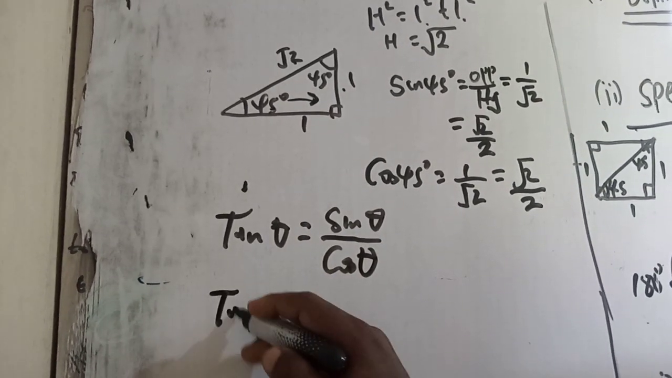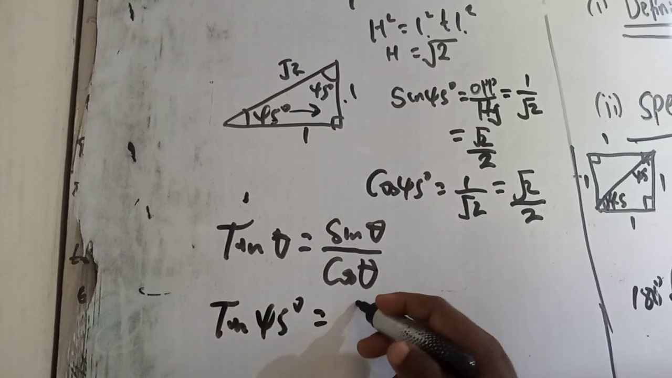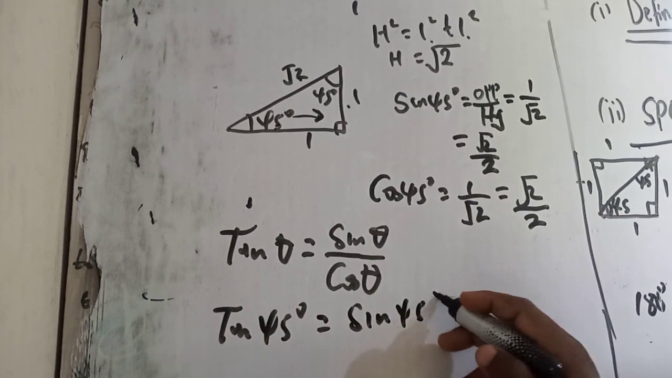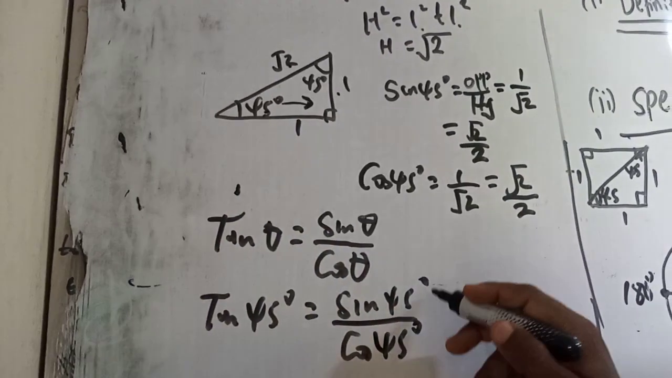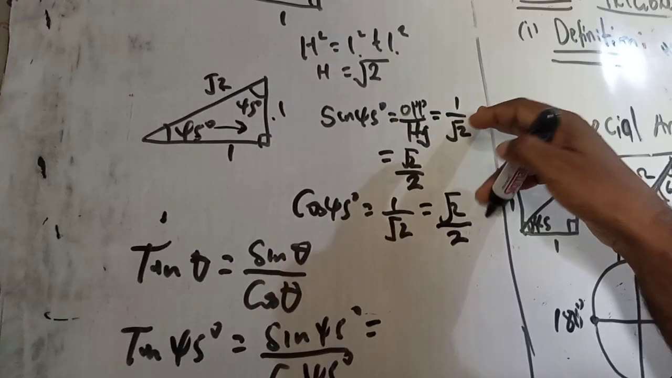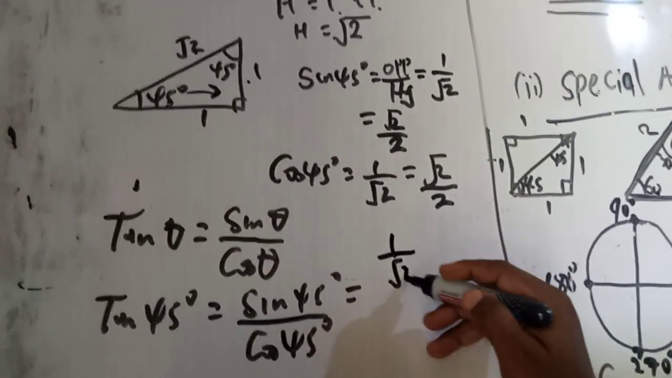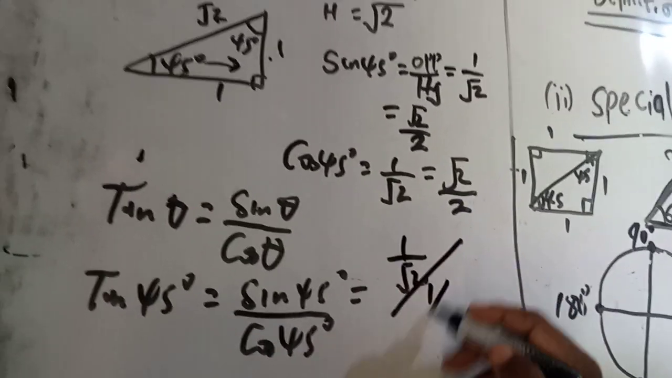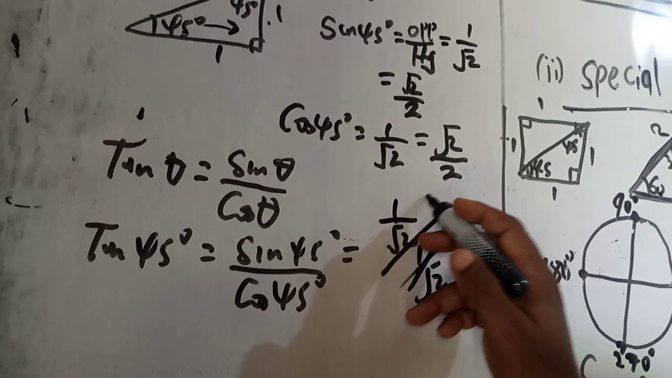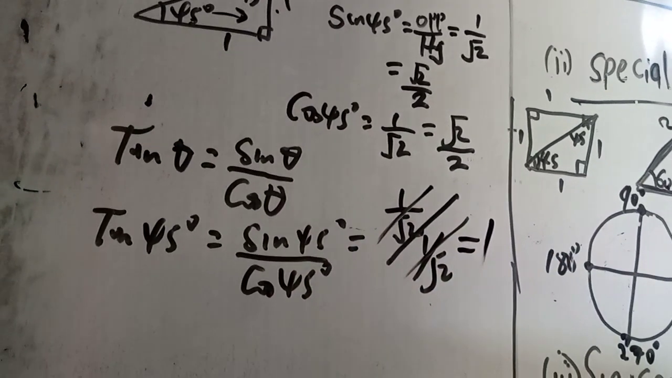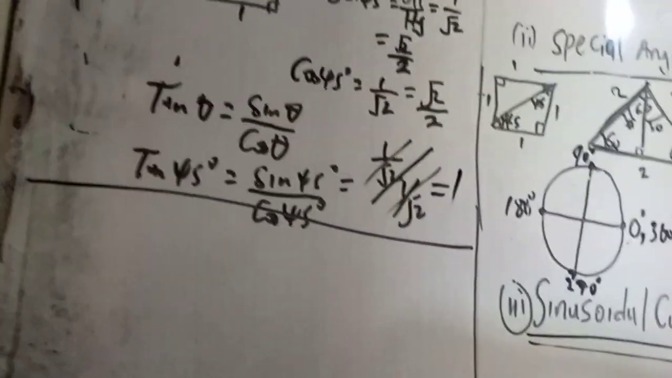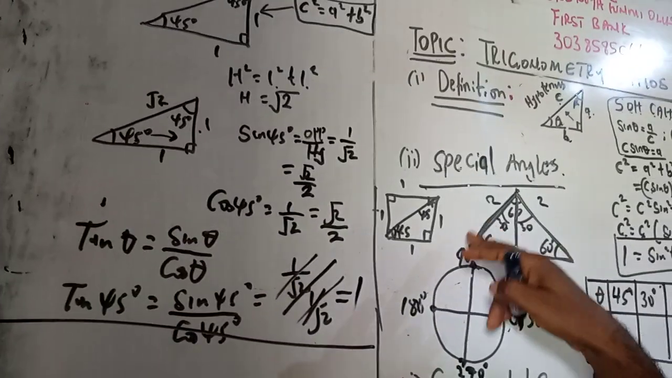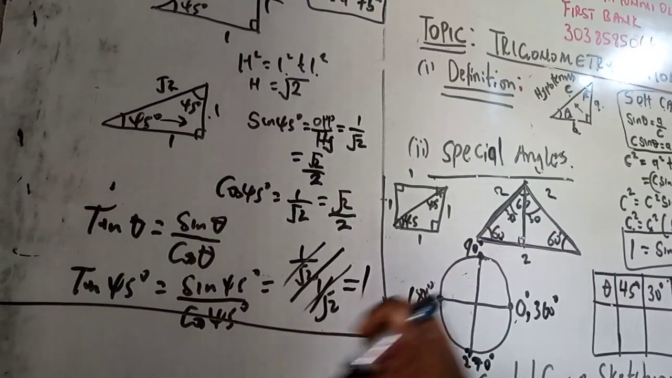Therefore, tan 45 degrees can also be written as sine 45 degrees divided by cos 45 degrees without using this triangle. So sine 45 degrees that we obtain here is 1 all over root 2 divided by 1 all over root 2. These two cancel each other out and you have it as 1. So now, please, before I go further to the second trigonometry ratio of 30 and 60, take note of this.